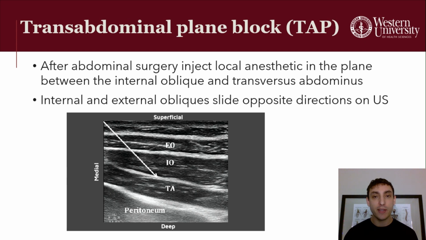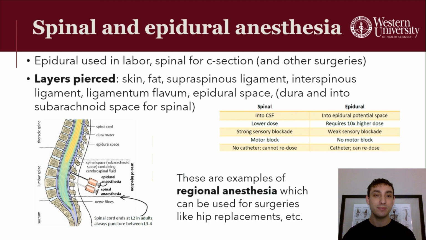Some other things with anesthesia, we have our TAP block, transabdominal plane block, that you'll likely see, especially after any abdominal, like GI surgeries. So basically, you're injecting local anesthetic in the plane between the internal oblique and transverse abdominis. It's a lot harder than it looks to do. I encourage you to try it out.